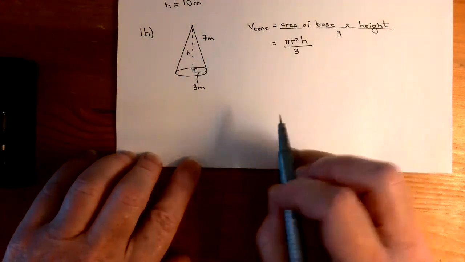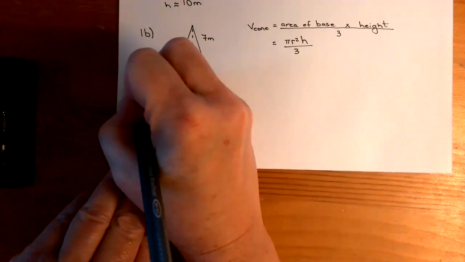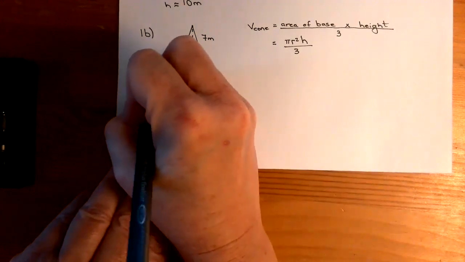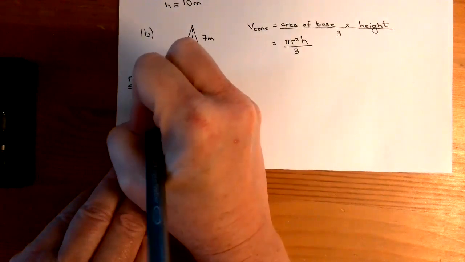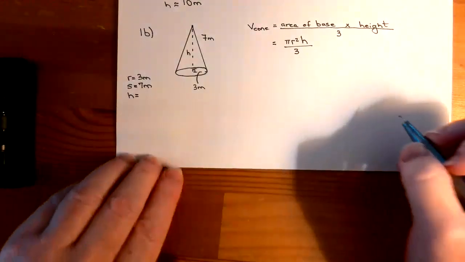If we take a look here, we know what r is. We know that r is equal to 3 meters. And we know what the slant height is. It's equal to 7 meters, but we don't know what h is. So we want to figure that out.